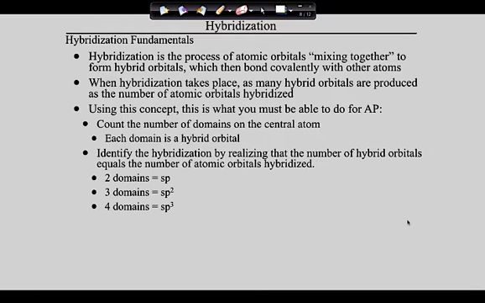Now, guys, what about 5 domains? What about trigonal bipyramidal structures? We've got an S, we've got 3 P's. Where do we get the extra domain? D. This is called sp3d hybridization. Now, guys, what if we've got 6 domains, octahedral, 1 S, 3 P's, 2 D's? sp3d2 hybridization. And guys, the bottom line is this.